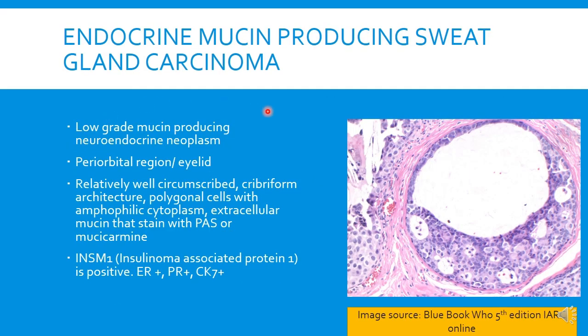Next is the endocrine mucin producing sweat gland carcinoma, which is a low grade mucin producing neuroendocrine neoplasm. If you look at this, it appears to be cribriform ductal carcinoma in situ of breast. So endocrine mucin producing sweat gland carcinoma has such an indolent appearance that it appears like DCIS of breast. It is a relatively well circumscribed tumor, usually with cribriform architecture and polygonal cells with amphophilic cytoplasm and extracellular mucin that stain with PAS or mucicarmine. IHC wise, it is positive for INSM1, ER, PR, and so on.